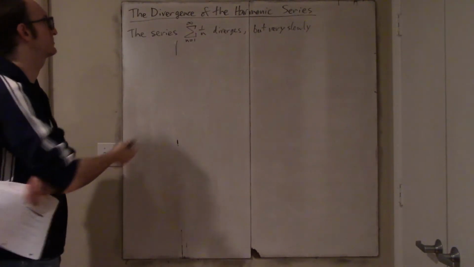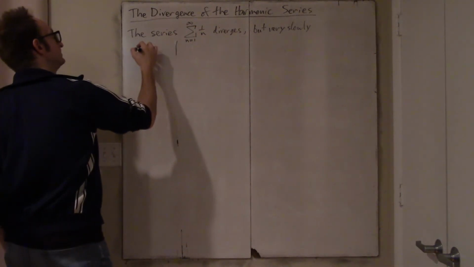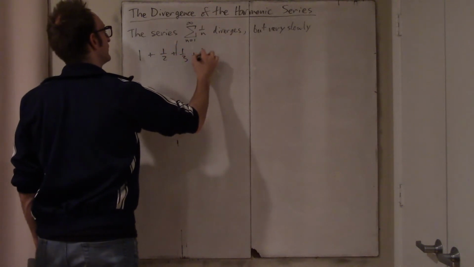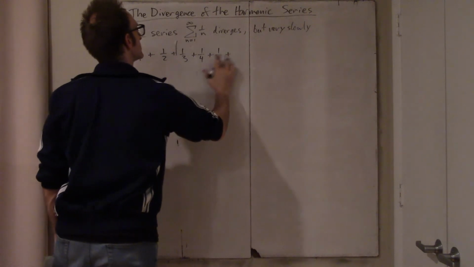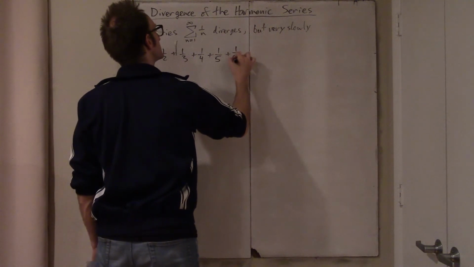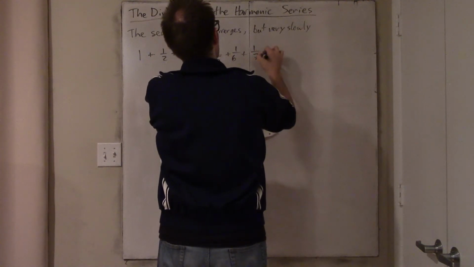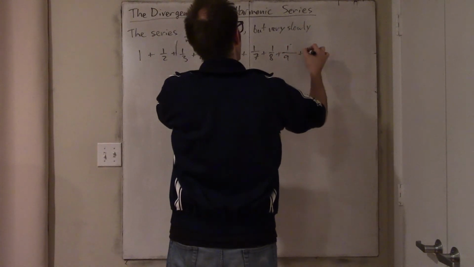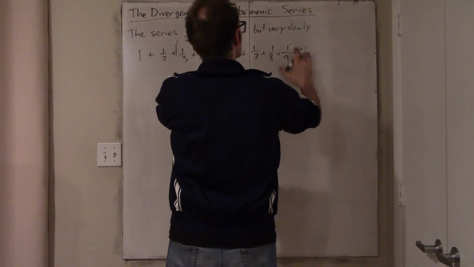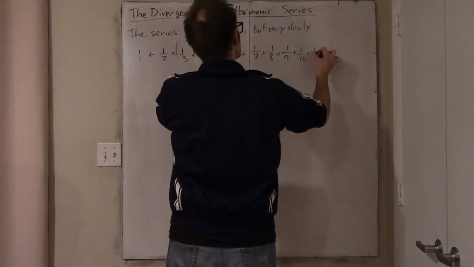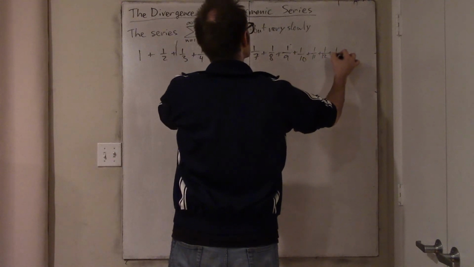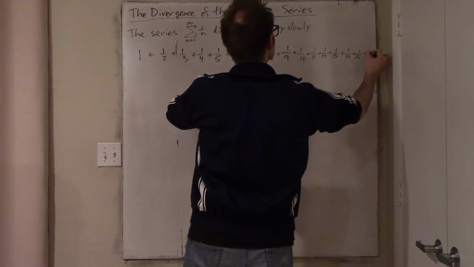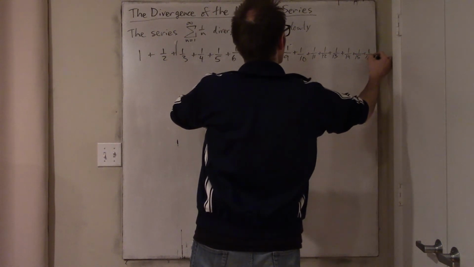What is this series again? When n is 1, you get 1 plus 1/2 plus 1/3 plus 1/4 plus 1/5 plus 1/6, and I want to go out pretty far, plus 1/8 plus 1/9 plus 1/10 plus 1/11 plus 1/12 plus 1/13 plus 1/14 plus 1/15 plus 1/16. And on and on forever.